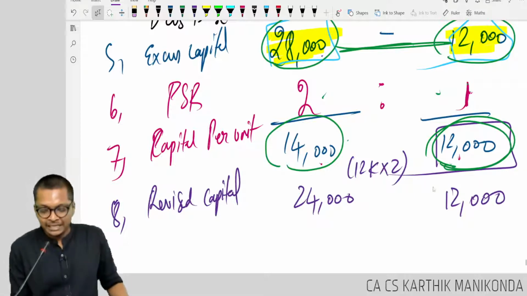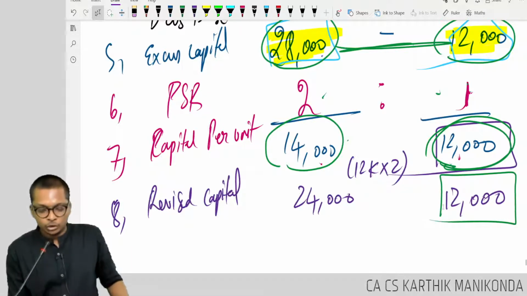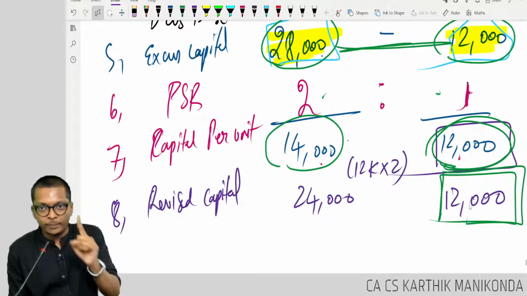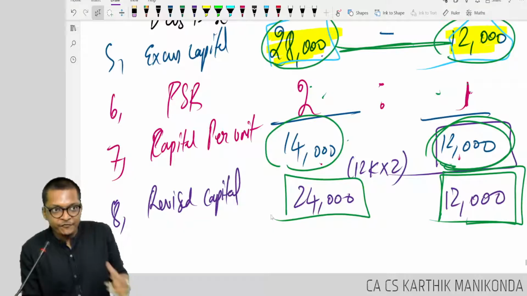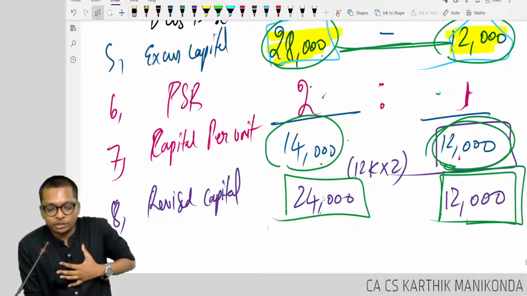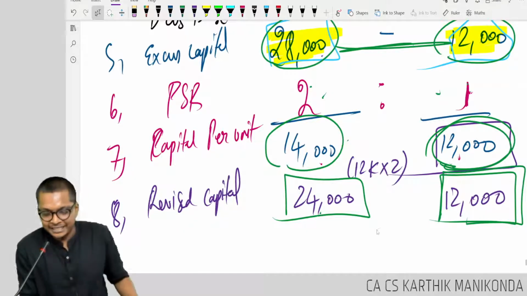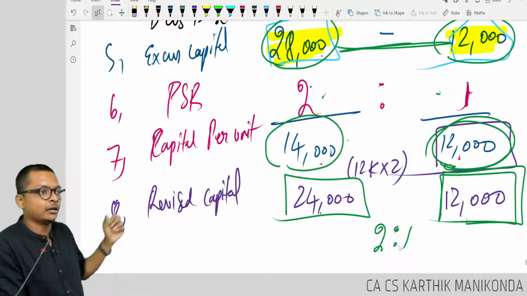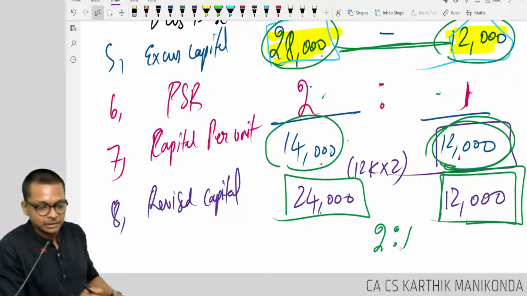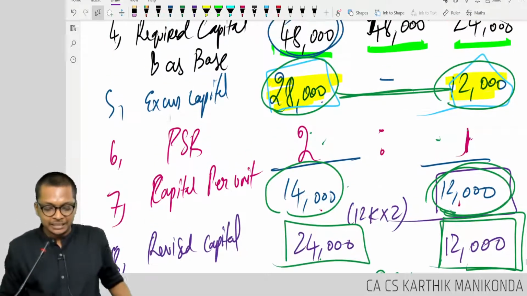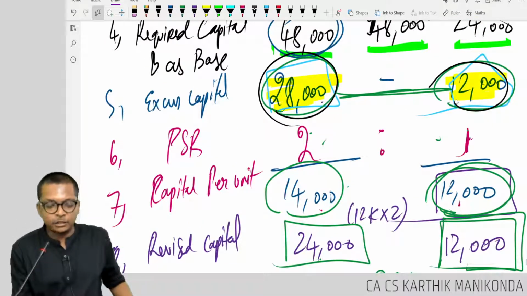So he is saying I should have given only 12,000. So if I gave only 12,000 extra per unit, for 2 units I will get 24,000. If I gave 24,000 extra instead of 28,000, then the excess would have been in the ratio of 2:1 now. 24,000 and 12,000. I will again repeat this part. Look at this. The excess is 28,000 and 12,000.